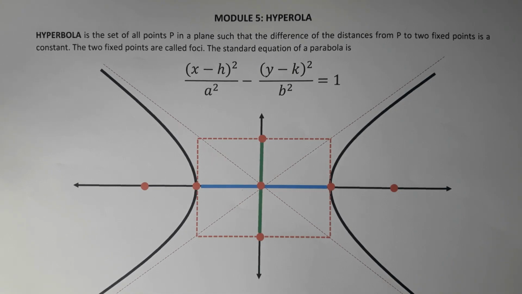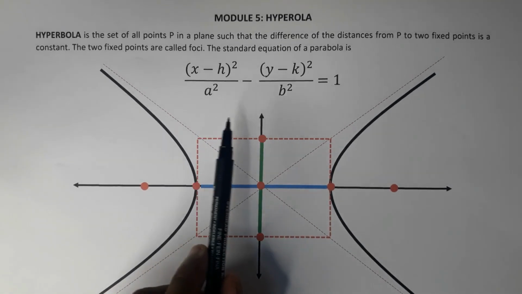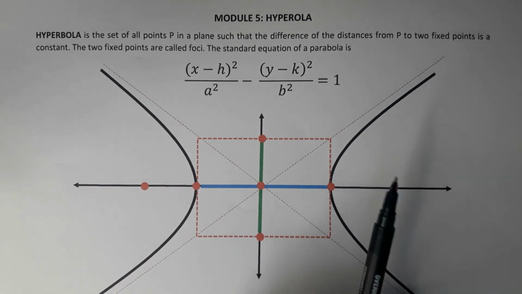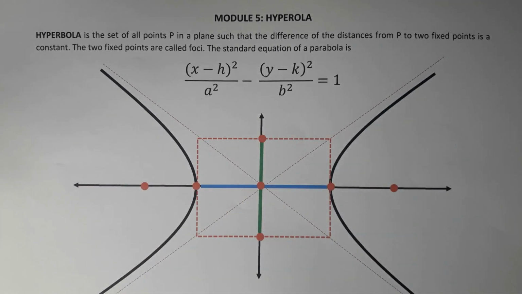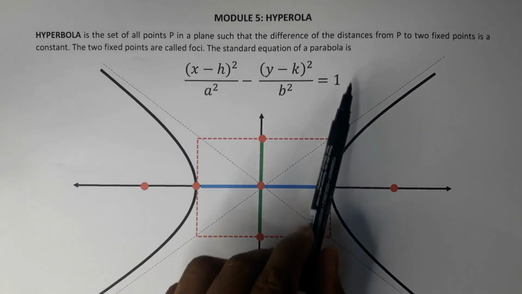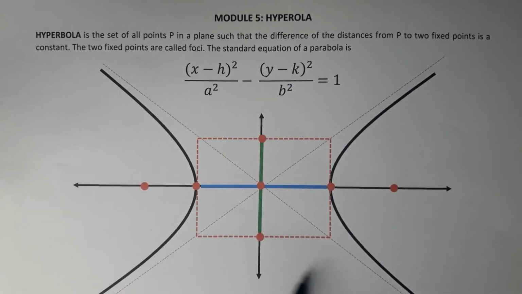The standard equation of a hyperbola is x minus h squared over a squared minus y minus k squared over b squared equals 1. So for this equation, this is an equation for this kind of hyperbola. We have the horizontal hyperbola, which opens leftward and rightward, and then we have the vertical hyperbola, which opens upward and downward. For this discussion, we will focus first on the hyperbola opening leftward and rightward.